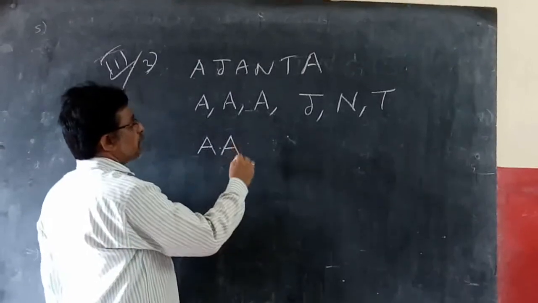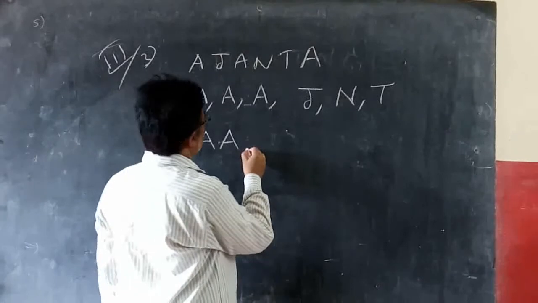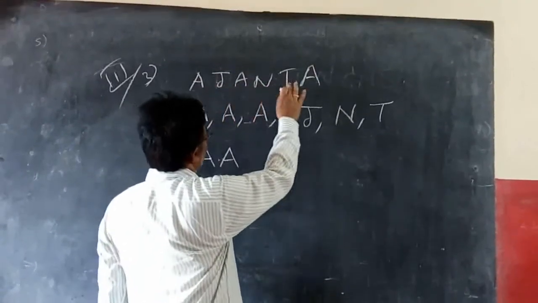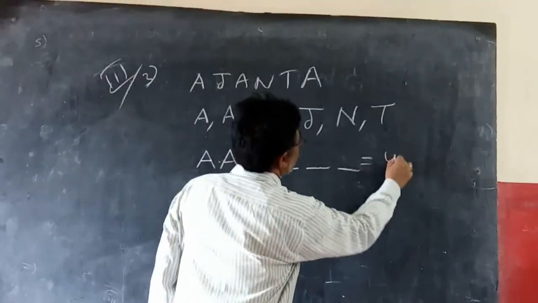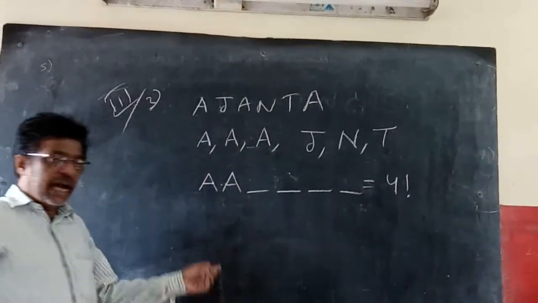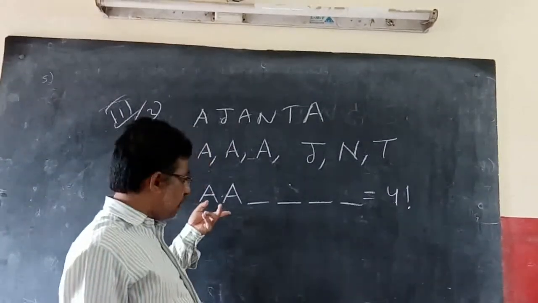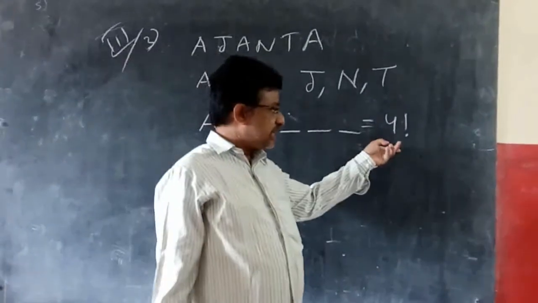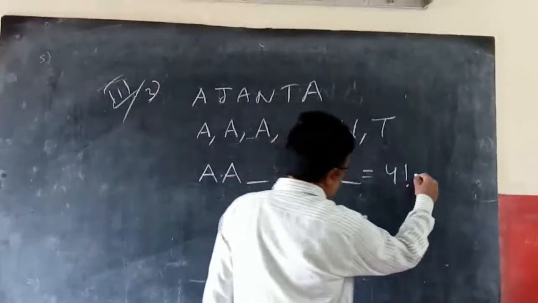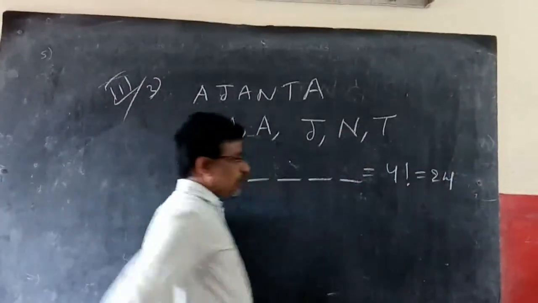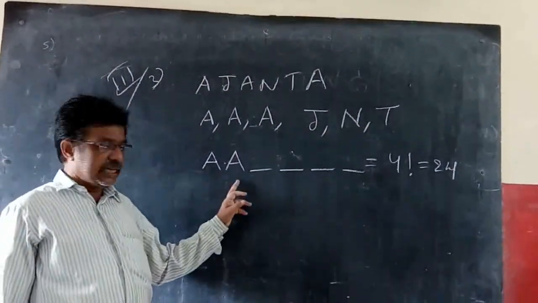This we don't want. So how many words were formed with AA? If AA are filled in the first 2 positions of the 6 letters, the remaining 4 letters can be arranged in 4 factorial ways. So the number of words formed with AA as the first 2 letters is 4 factorial, that is 24 words.